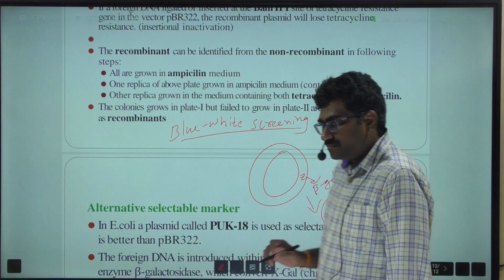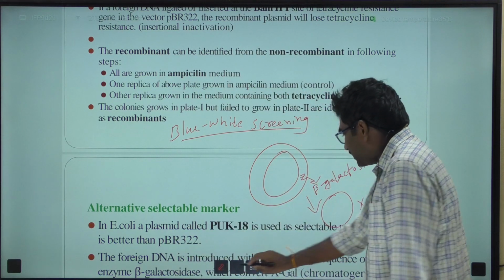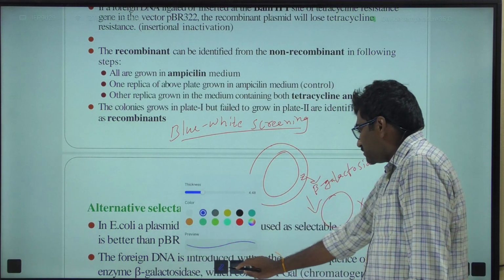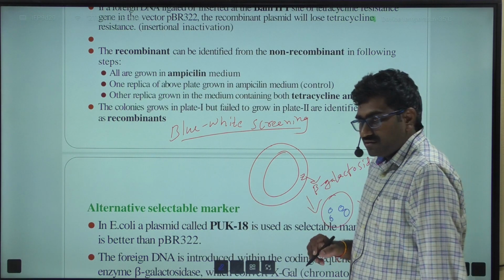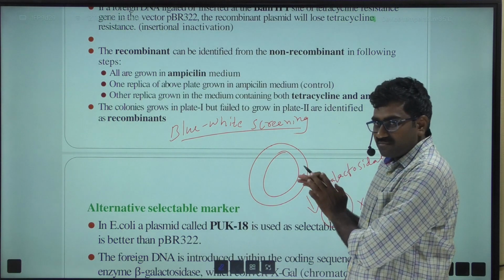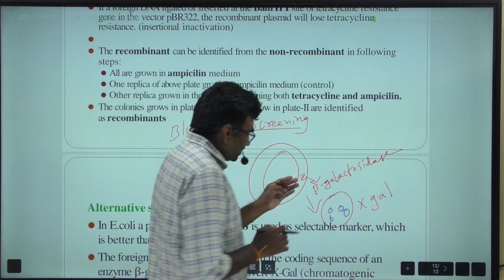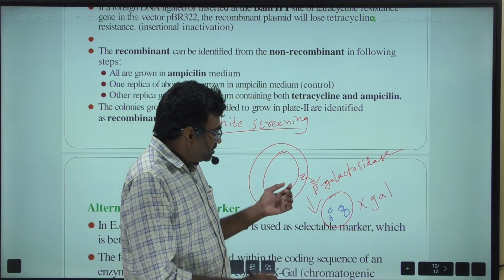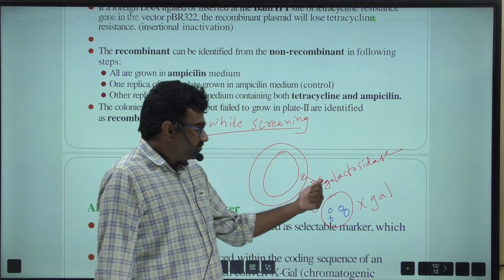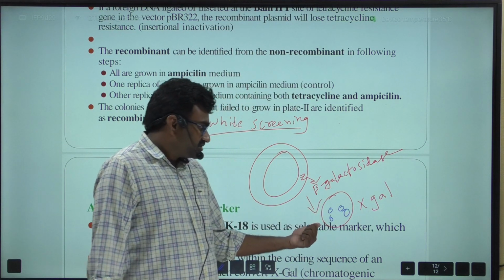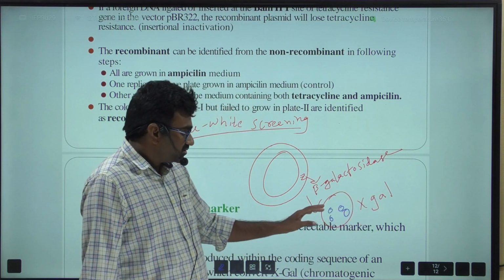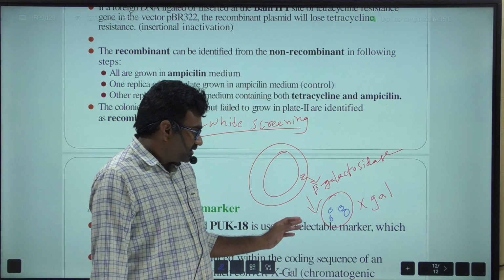X-gal medium, blue color colonies will be formed, right? Now when the gene of interest is not inserted at the lacZ gene, it can produce the enzyme beta galactosidase, and if this is grown in the medium which contains X-gal, it produces blue color colonies, right?